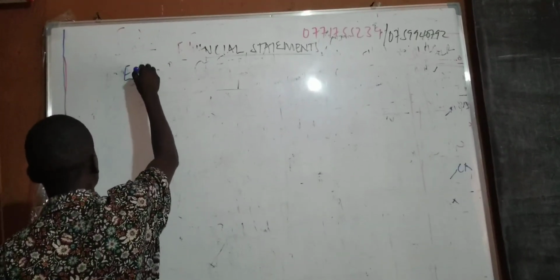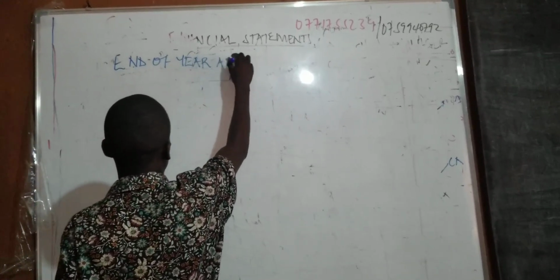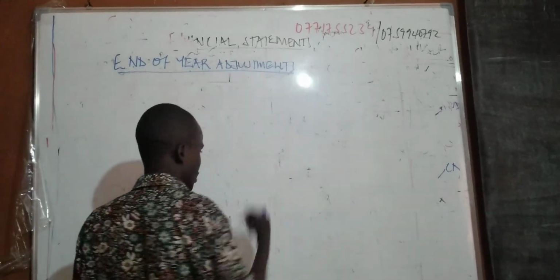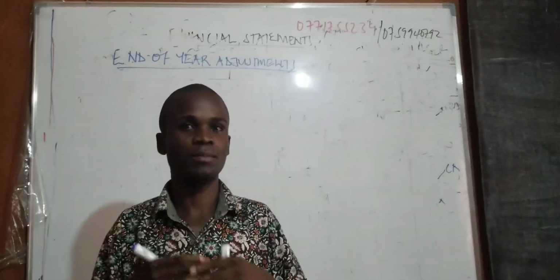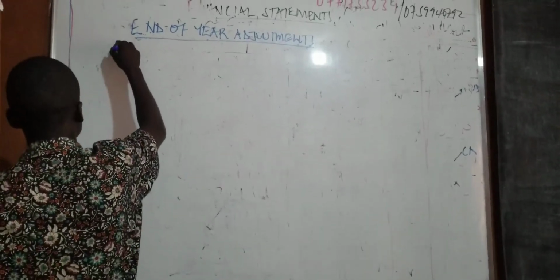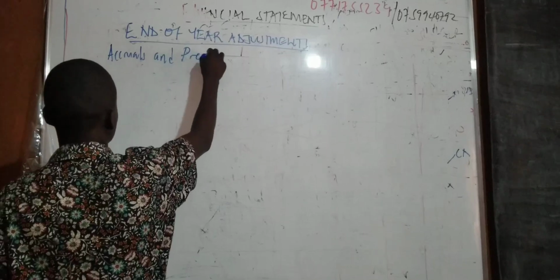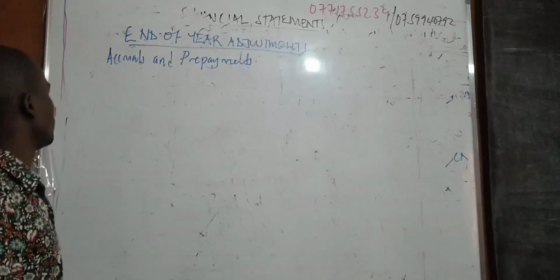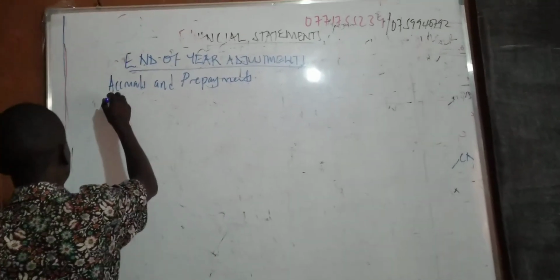We are still continuing with end of year adjustments. So in the first video, we looked at the income statement, we went and looked at the balance sheet, then we went and looked at depreciation treatment. So we are looking at accruals and prepayments. So let's begin with accruals.